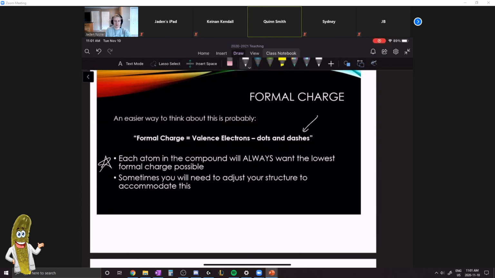So sometimes you'll need to make some adjustments to what you have drawn. Let's say that you draw something and you have a +1, a +3, and a -4 of whatever elements you have. You can probably readjust it so that adds 0, 0, and 0. You'll just have to move some electrons or some bonds around.